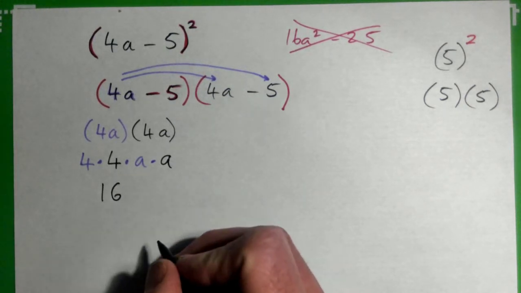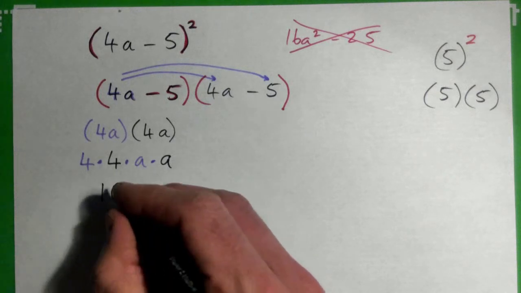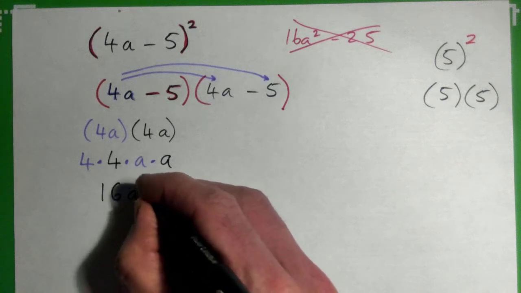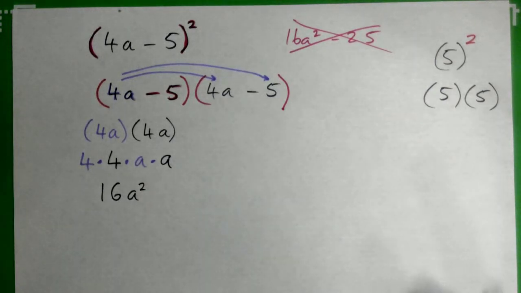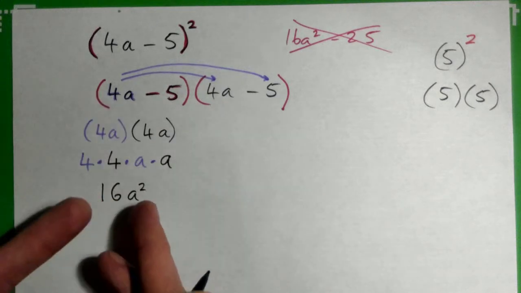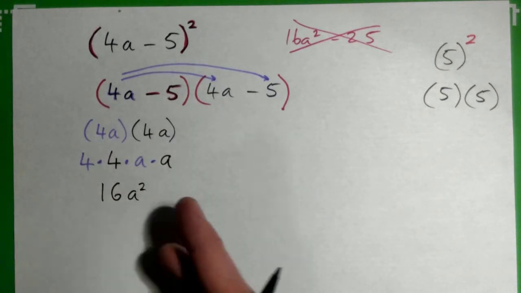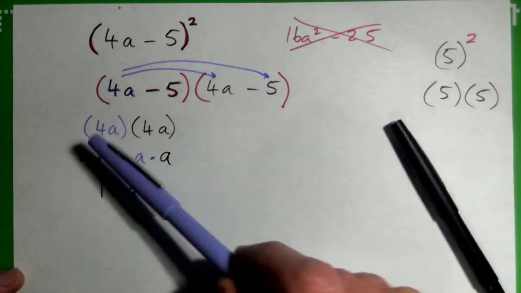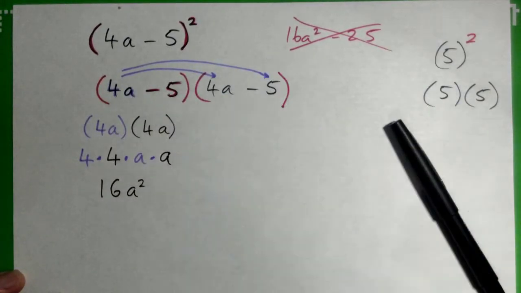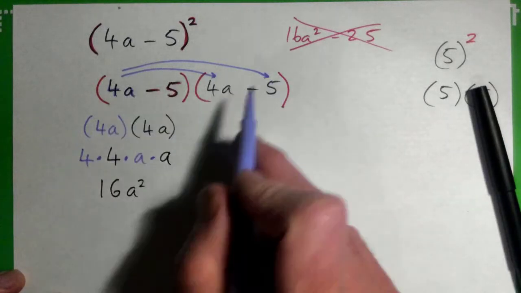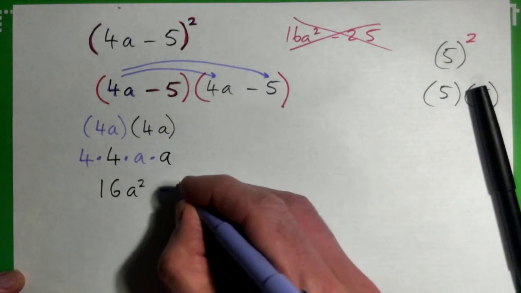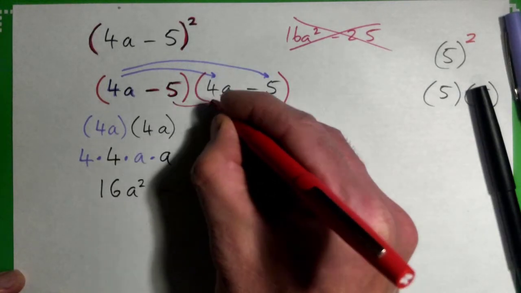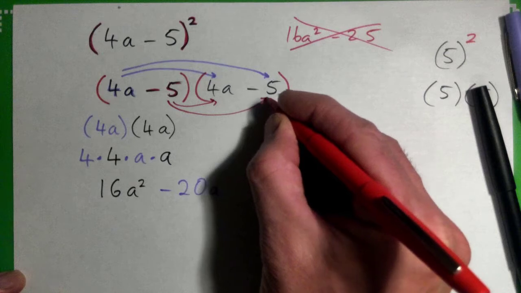16 what? Yes. 4 times 4 is 16. A times a can be written a squared, or a to the power of 2. Okay, so this is another key point where students mess up. So this is 16a squared. Good. Now, 4a times negative 5. What does that give us? Negative 20a. Good.